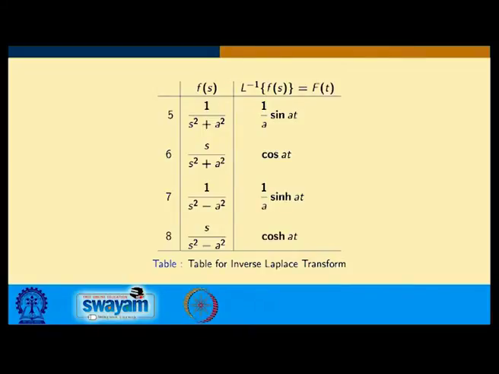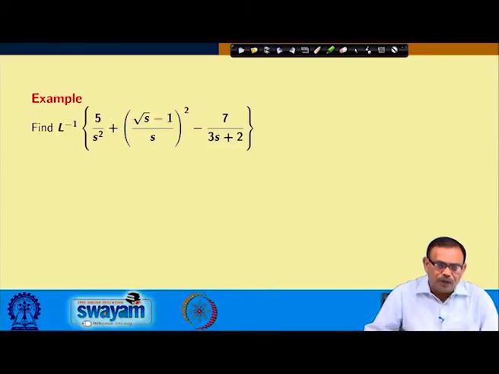If it is cos a t, s by s square plus a square is the Laplace transform. If it is 1 by a sin hyperbolic a t, it will be 1 by s square minus a square, and if it is cos hyperbolic a t, in that case it will be s by s square minus a square. So, for your ready reference, I have given the Laplace transforms and the corresponding functions. This table you can use for ready reference.